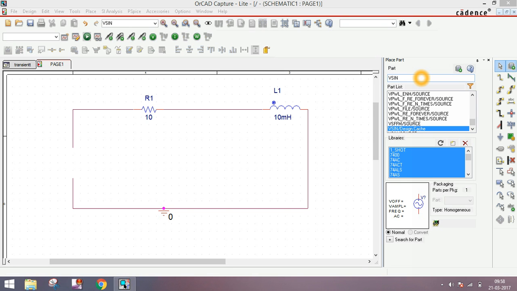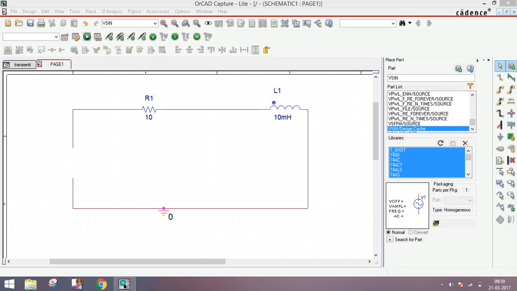Welcome back guys, again in this tutorial. Today I will show you the sinusoidal response of series RL and RC circuit, that is V-sin response of RL and RC circuit. And you can also see how much phase lag and lead there is between current and voltage in the circuit.